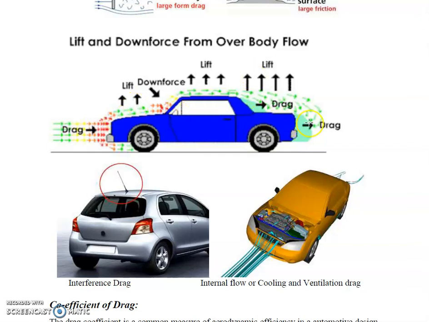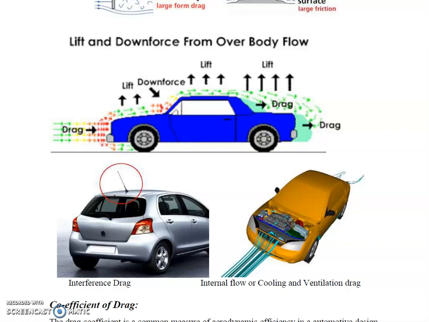So if the vehicle moves in this way, the air will strike the front area, then some percentage moves under the car and the maximum moves over the top of the car. So this is a lift force in this way. This is the downward force here. Also this is a lift force. There is a drag in between this. So lift and downward force are the body over body flow.